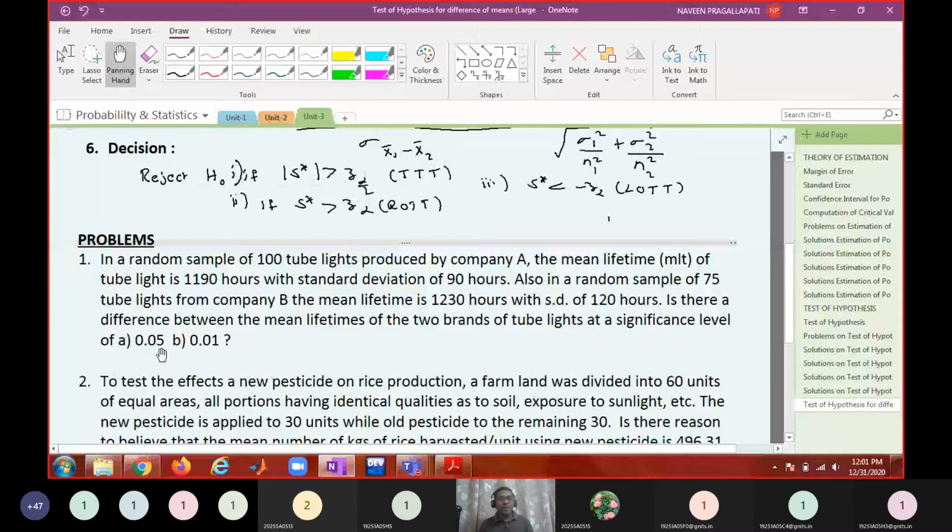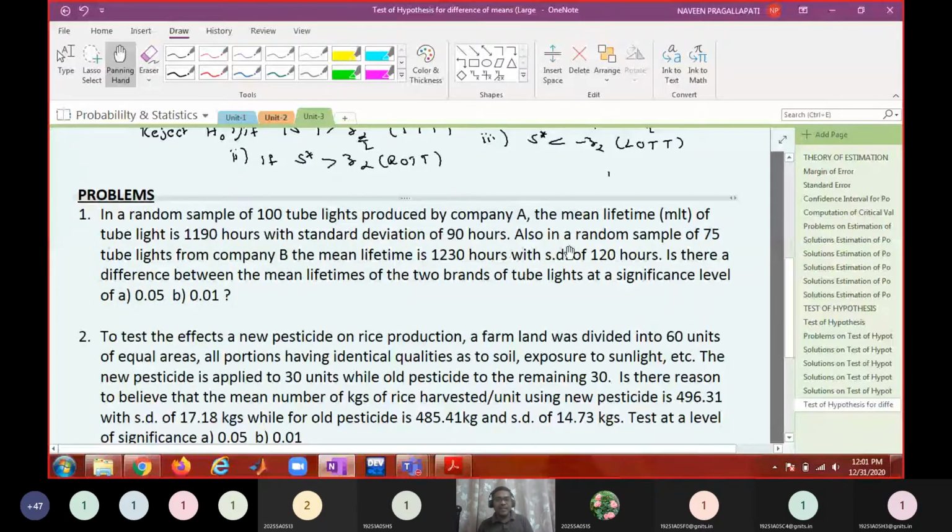Let us say one is Wipro, the other one is Philips. From the Wipro company, 100 tube lights are taken and tested, and the result says that their average life is 1190 hours with standard deviation of 90 hours. Let us say from the Philips company 75 tube lights are taken as a sample, and their mean lifetime is observed as 1230 hours with standard deviation of 120 hours.